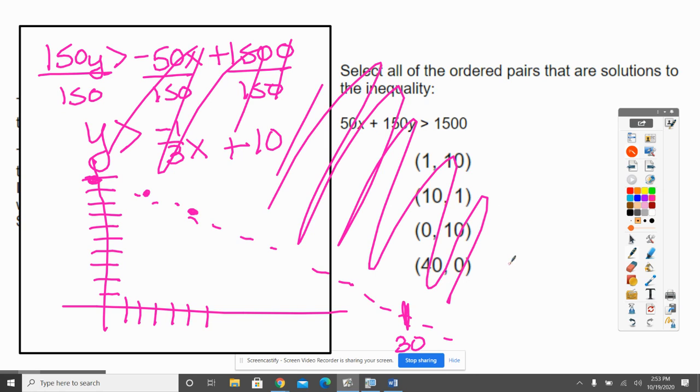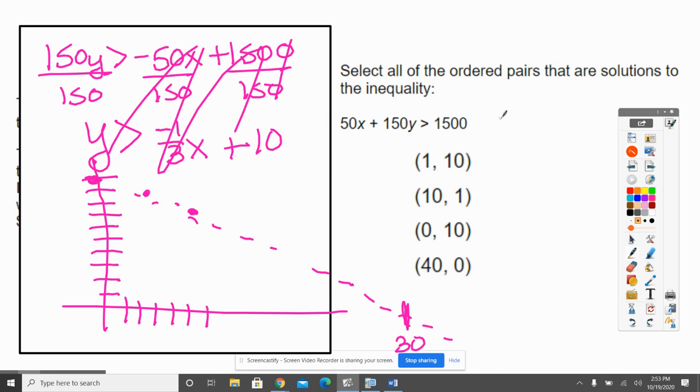So they want to know if these ordered pairs are in the solution set. Well, is (1, 10) in the solution set? Yeah, if you go over 1, up 10, that is in the solution set. And you can check it by plugging it in. That would be 50 times 1 plus 150 times 10. And the 150 times 10 is actually almost enough, except you need to be greater than that. So that'll be 50 plus 1500, and I exceed by $50. That is in the solution set, and you can tell that it's in the shaded region.